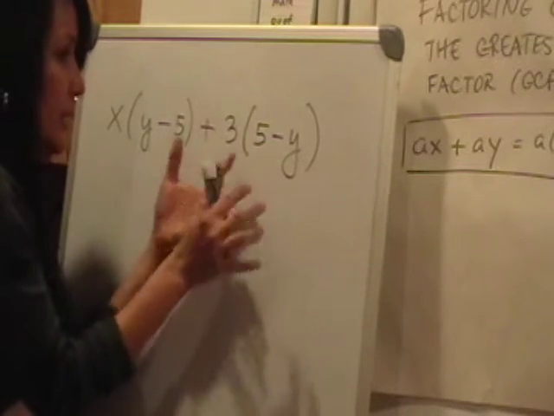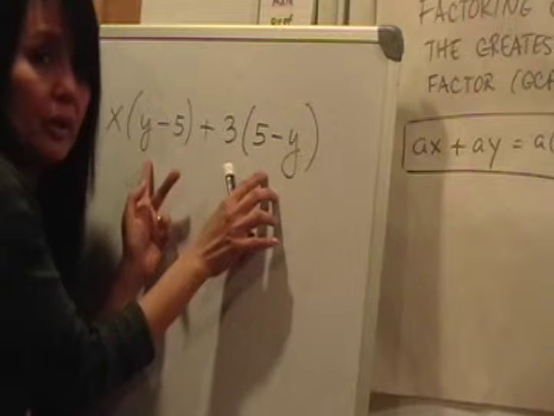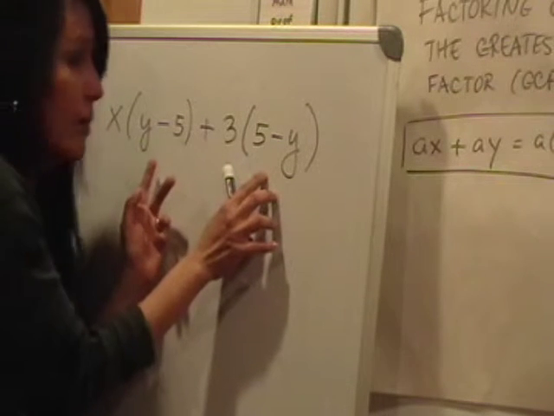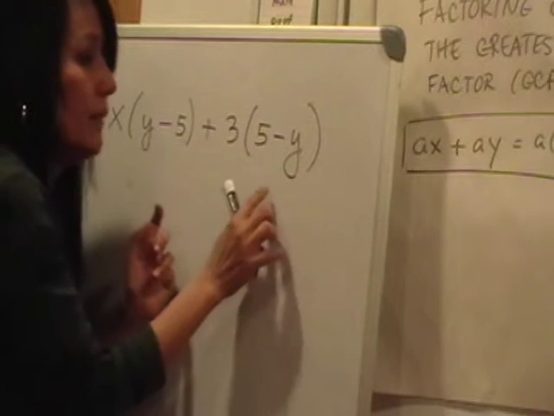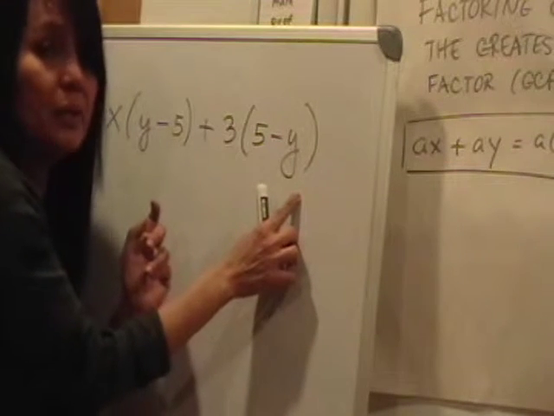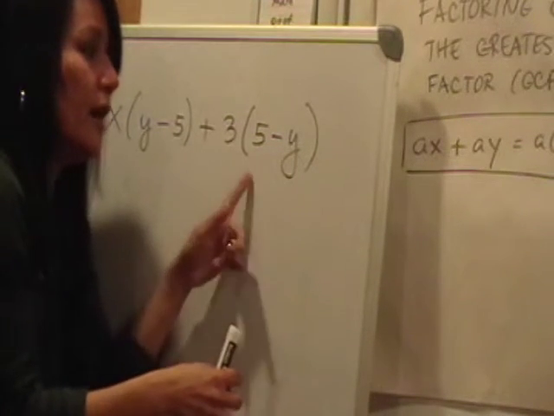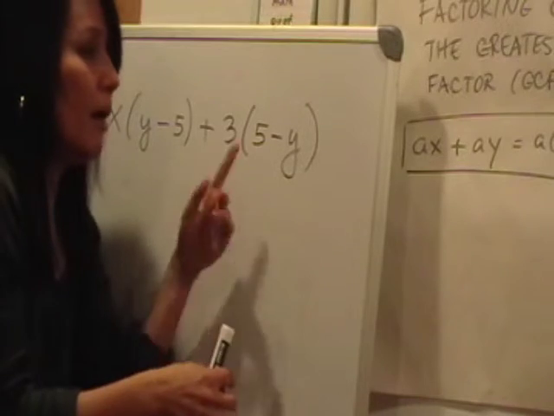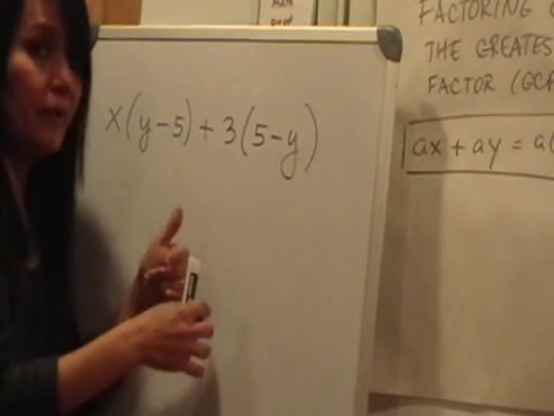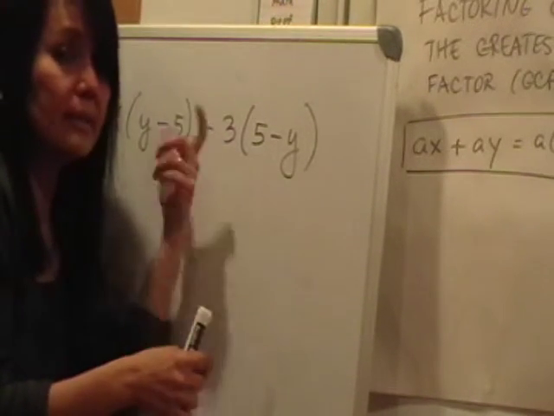It's kind of like, well, it's not kind of, but these two are really what you call opposites of each other, okay? So y minus 5 is the opposite of 5 minus y, or you might want to think of 5 minus y being the opposite of y minus 5. Now, how do you translate opposite of?